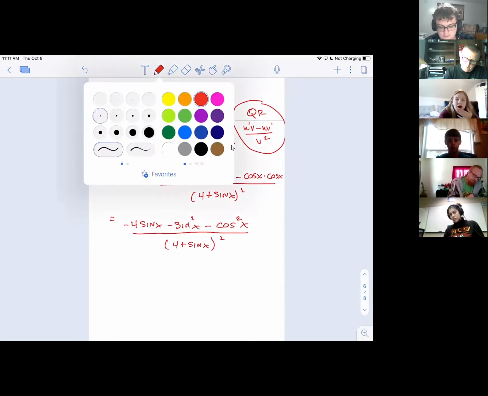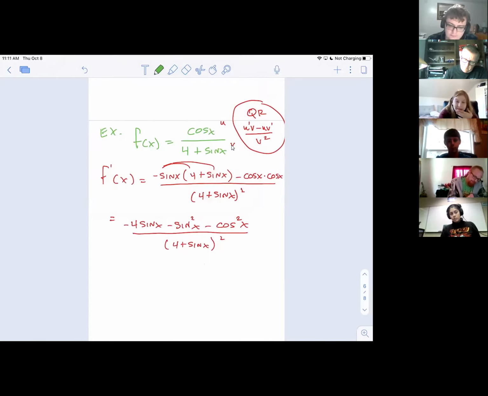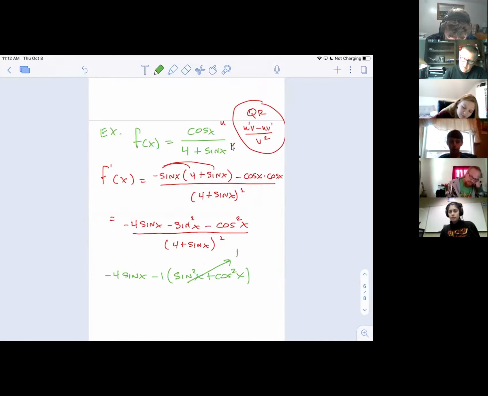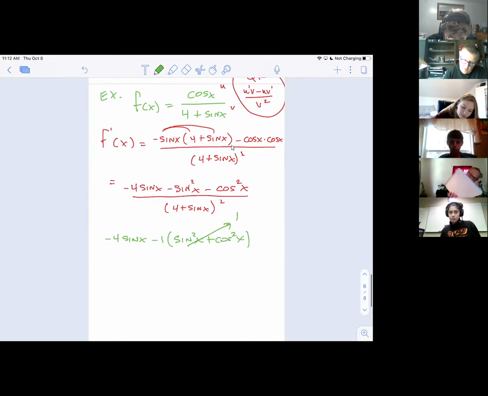Isn't your top -1? Because it's -4 sine x, but doesn't the sine squared x and the cosine squared x equal -1? Yeah, again, you got to be a little careful with that. But if you were to factor a -1 out, wouldn't that be sine squared x plus cosine squared x? Again, that's a little hidden, you got to be paying attention. And so, yeah, that actually goes to 1, which means it's -4 sine of x minus 1. So yeah, that's actually definitely progress.